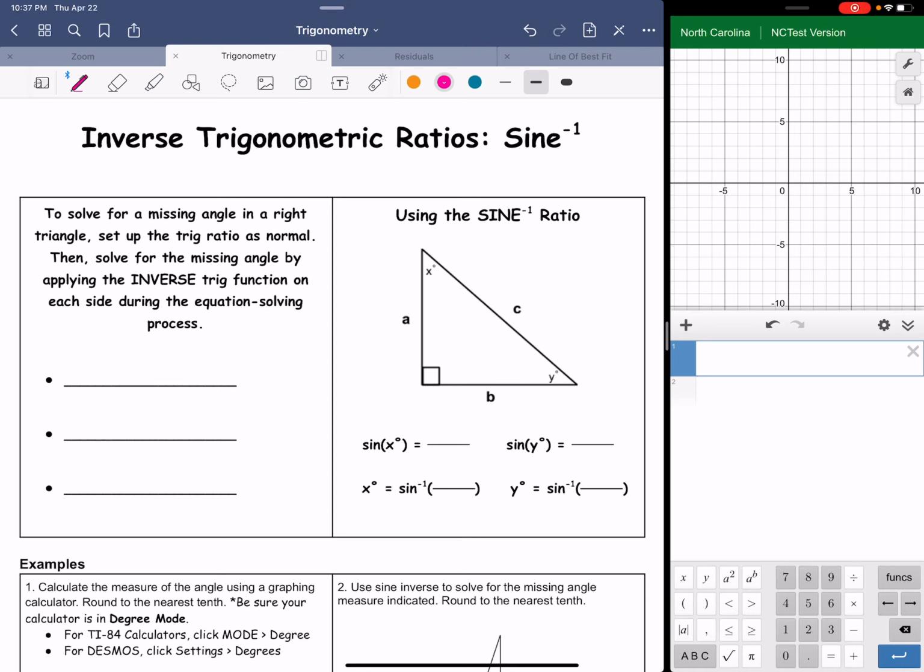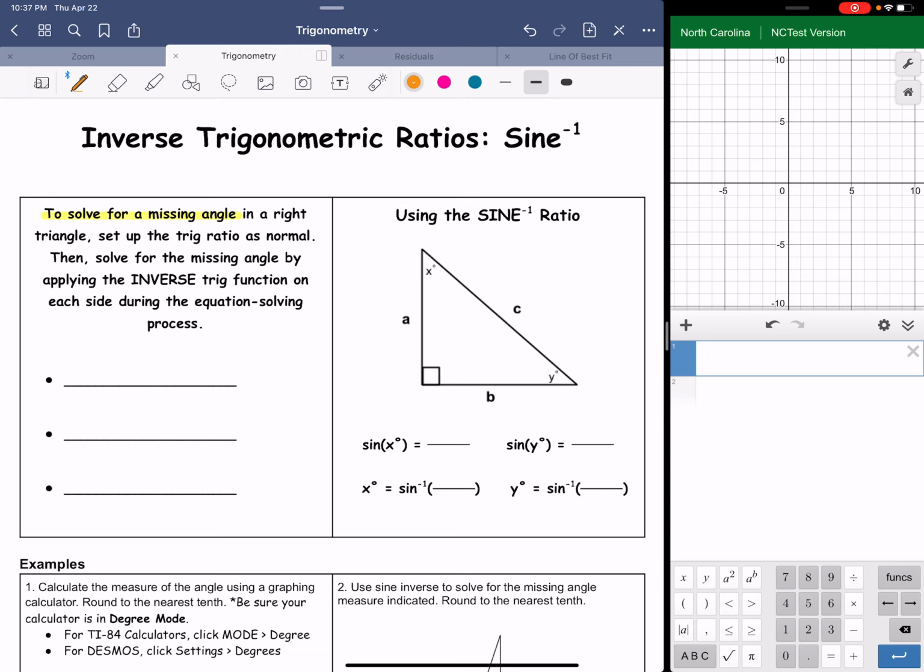In this lesson, we're going to be looking at inverse trig ratios, specifically sine inverse in this video. So you're going to use the inverse trig ratios when you're solving for a missing angle. This is really important because if you're solving for a missing side, that's when you use the regular ones. When you're solving for a missing angle, you have to use the inverse ones. And I'll show you why that is in just a second.